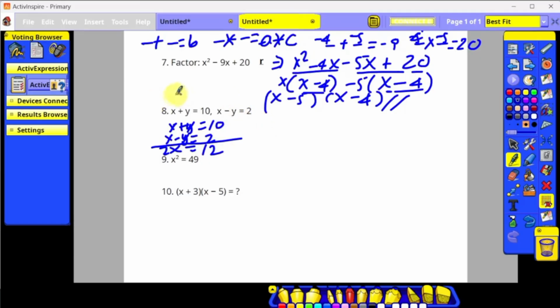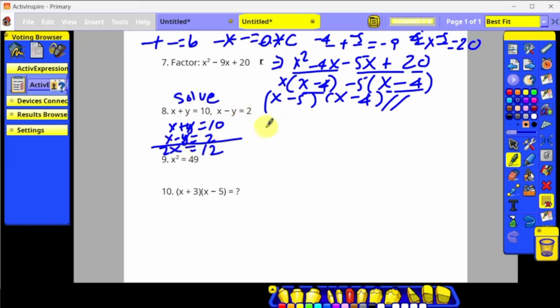Solve this problem. So to find x and y, to make it short: x plus y is equal to 10 and x minus y is equal to 2. So solve for x and y.